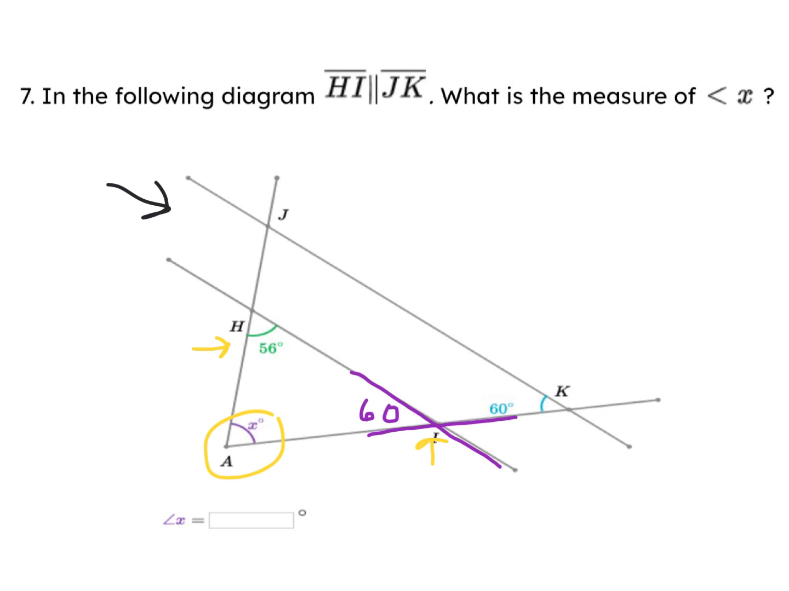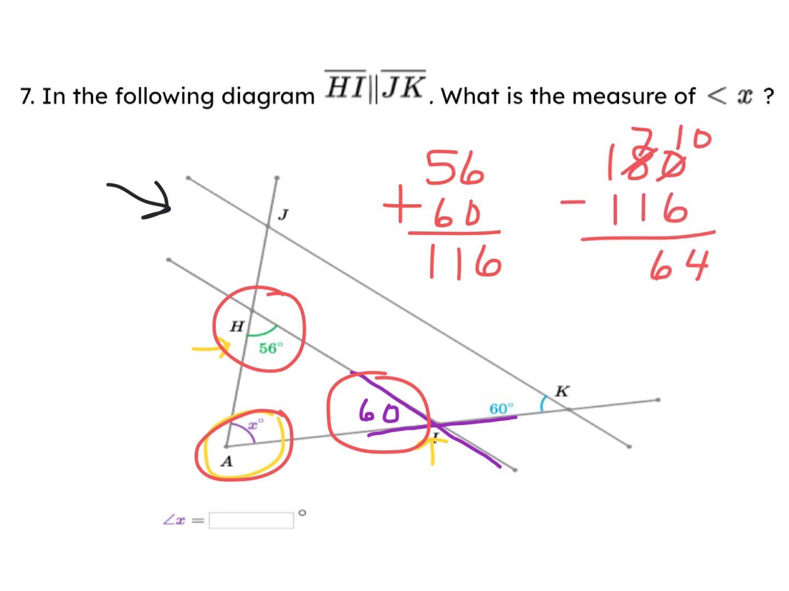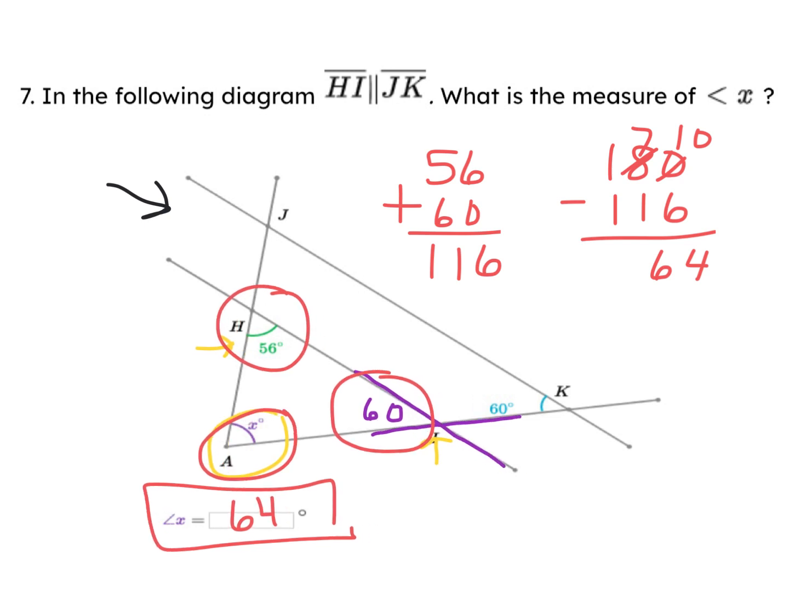Now we have a triangle. Do you see it? So these three angles added together should have a sum of 180. So I'm going to add 56 plus 60, which is 116, and then I'm going to subtract that from 180, which leaves me with 64 degrees for angle X. Okay, so that helped, eyeing up the picture and translating, and then using our triangle sum theorem.